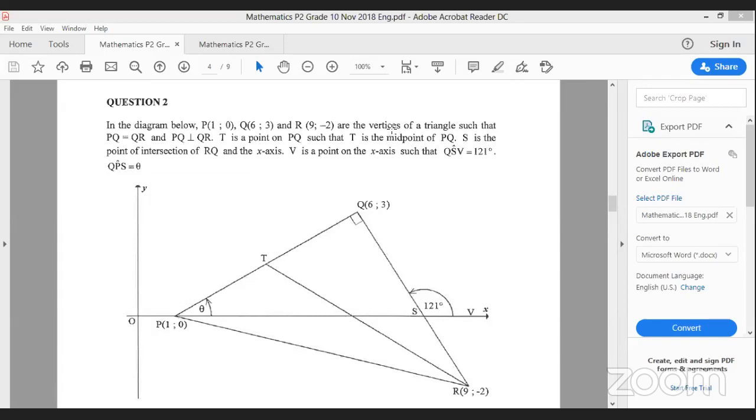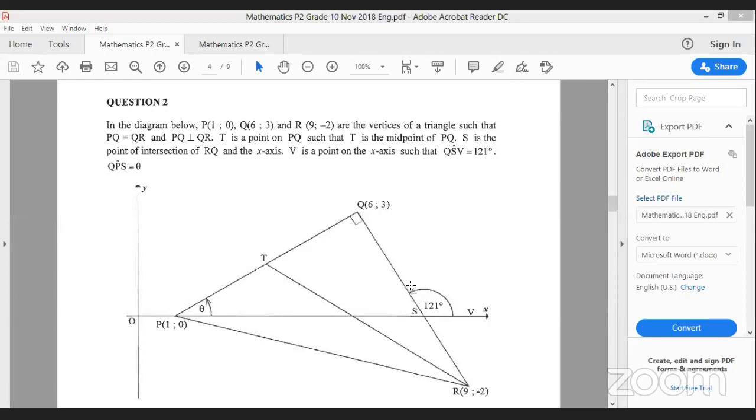We know that a triangle has 3 vertices, isn't it, guys? Because a triangle has 3 sides, so it makes sense for it to have 3 vertices. Such that PQ is equal to QR. So PQ is equal to QR, meaning now this and that, they are equal.